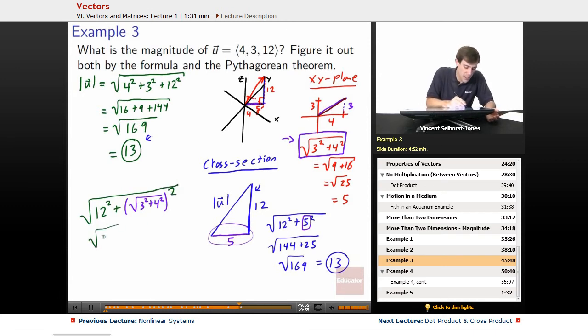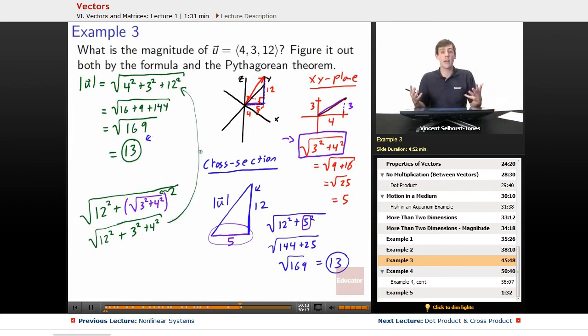Well, hey, that means square root of 12 squared plus, if we've got a square root then being squared, right, squared on top of square root, that cancels out. We've got plus 3 squared plus 4 squared. And hey, look, that's the exact same thing that we've got up here.